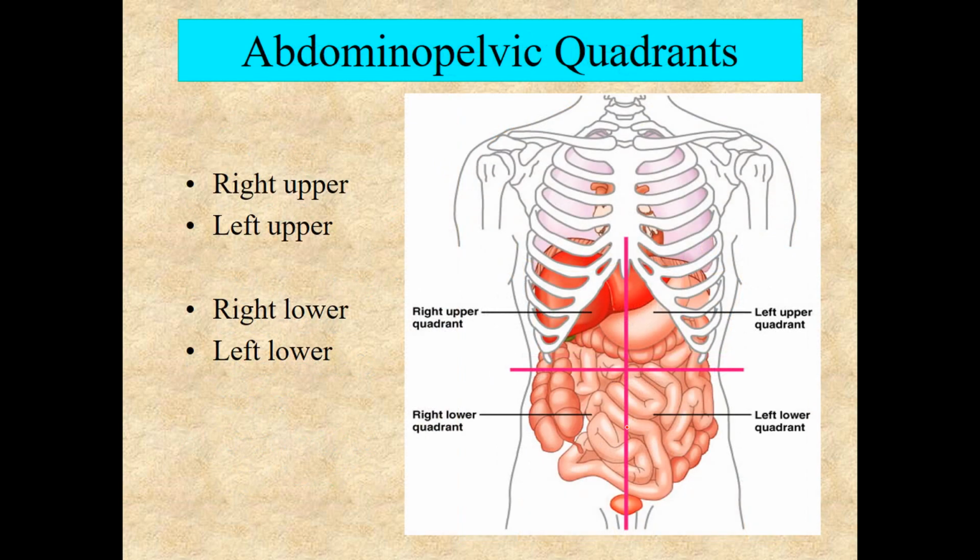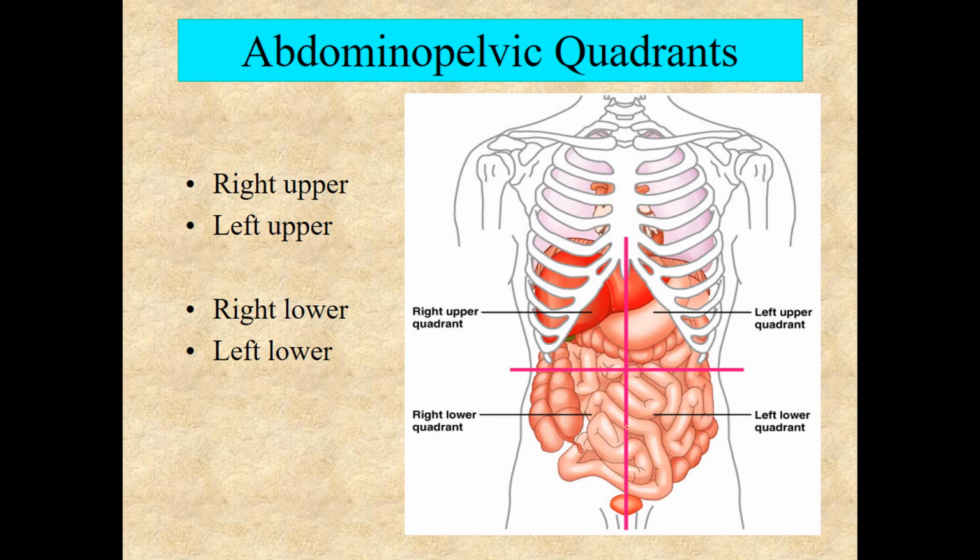The quadrants are much easier, right? We have an RUQ, LUQ, LLQ, RLQ. Right upper, left upper, left lower, right lower quadrants. Okay. So just make sure that you know quadrants and make sure that you know these abdominopelvic regions.